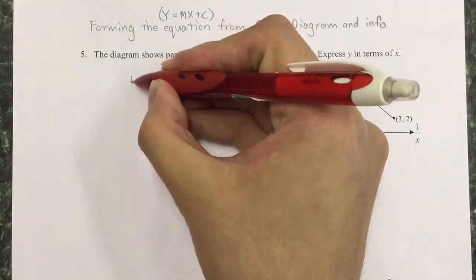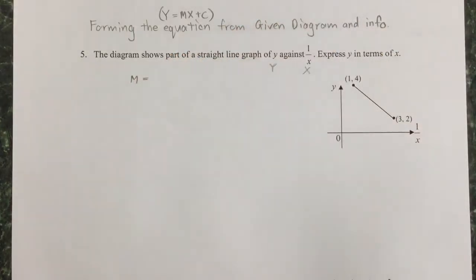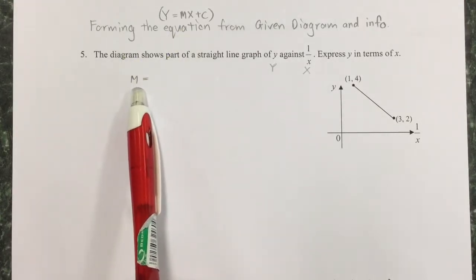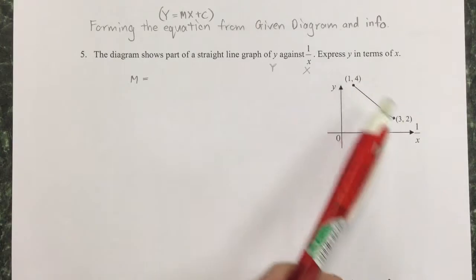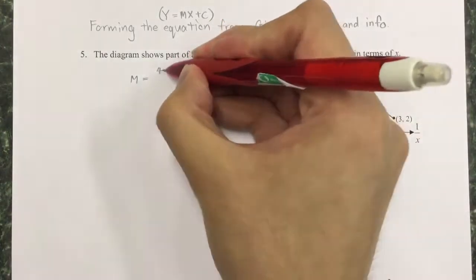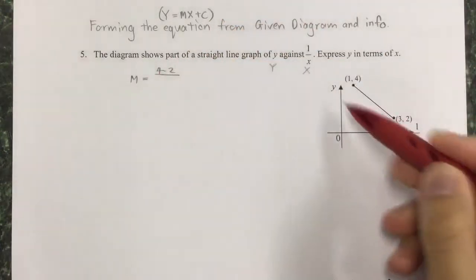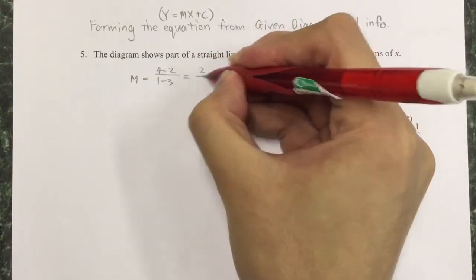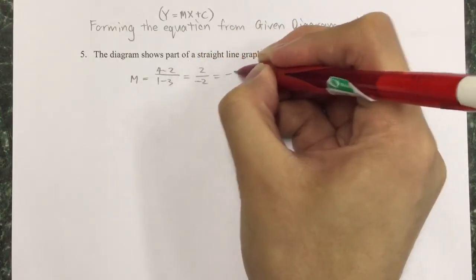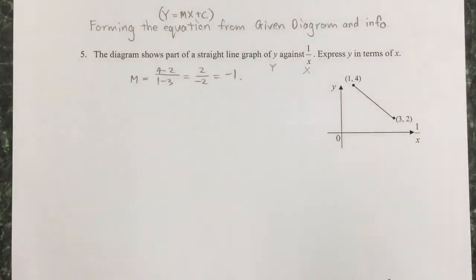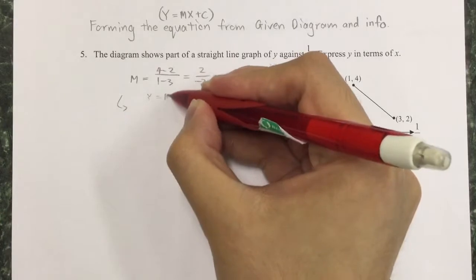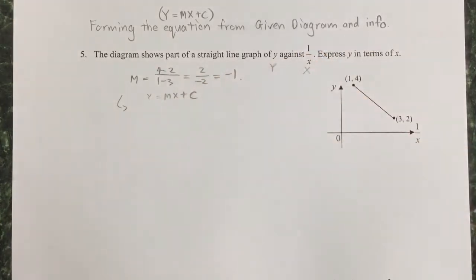So in terms of a gradient, m, our internationally recognized symbol for gradient, I'll just apply my gradient formula. 4 minus 2 over 1 minus 3. Okay, and that gives us a value of 2 over negative 2, negative 1. Alright, so with this, I can now start to form my y equals mx plus c expression already.